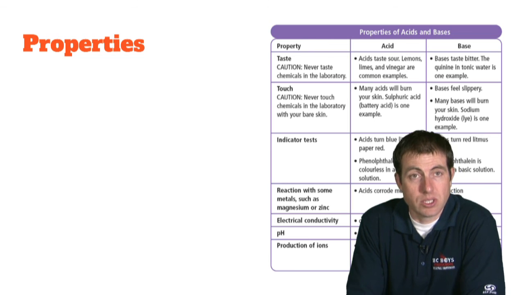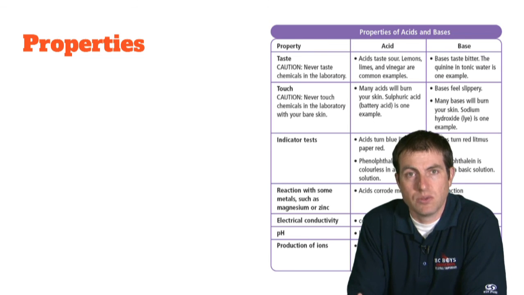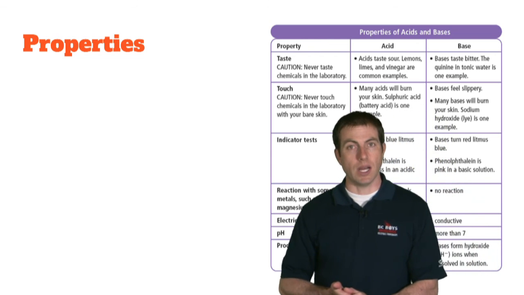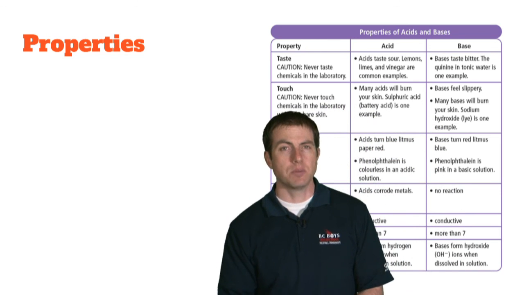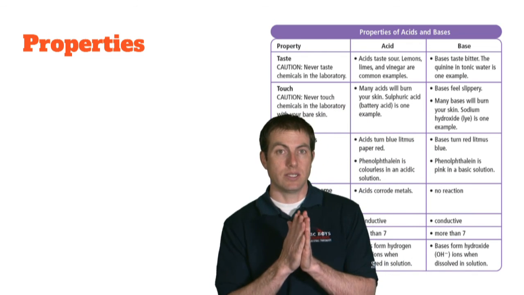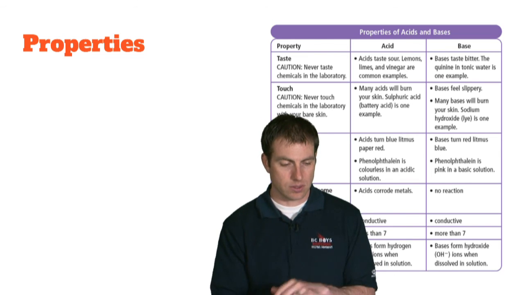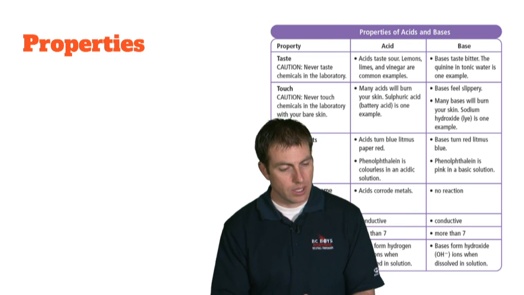Touch. Acids will burn your skin. They'll eat away at your skin. Bases will do the same thing, but bases feel really slippery. A common base would be something like soap. Why is soap slippery? Why do we use a base to clean our hands? Because that base is good at getting dirt and whatnot. Because it's so slippery, it can pull the dirt off your hands and skin. That's why we use soap, which is basic, to clean things.